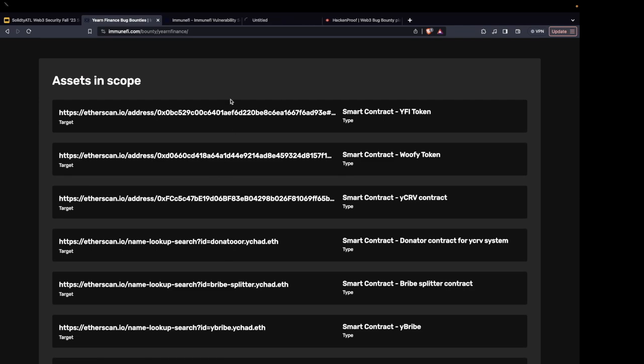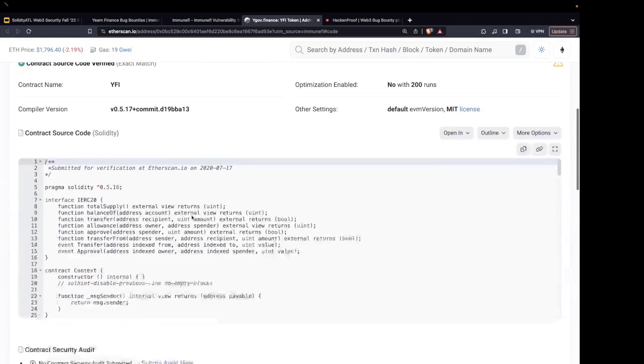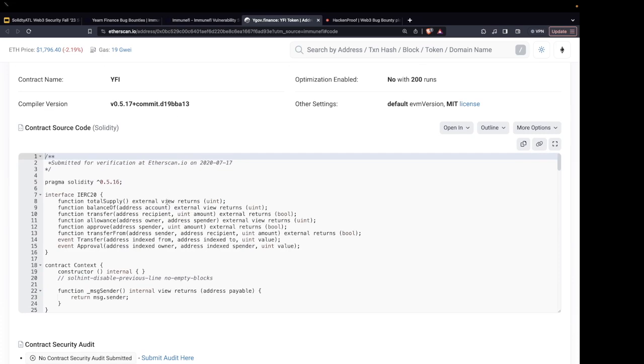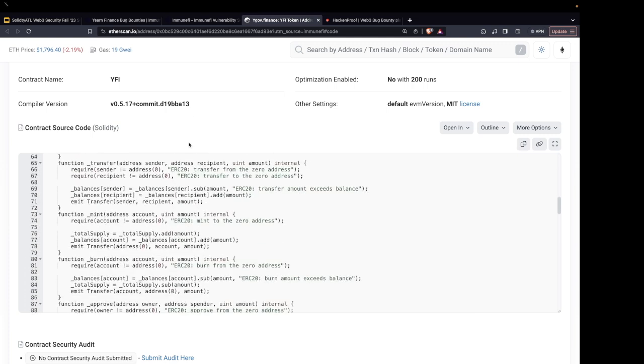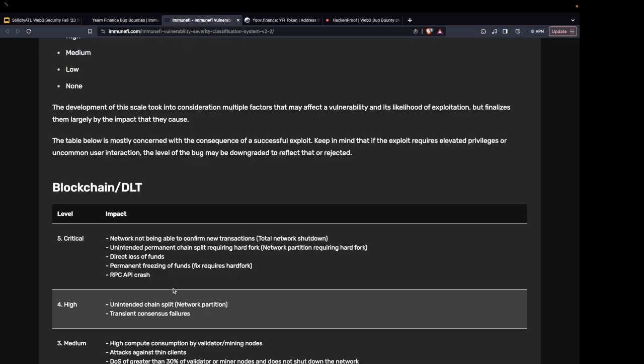Generally, if you were to click on one of these, it's best practice that these contracts are verified so that white hats can actually read the code inside of here. Because if it's not, then it makes it a lot harder for white hats to help secure protocols.